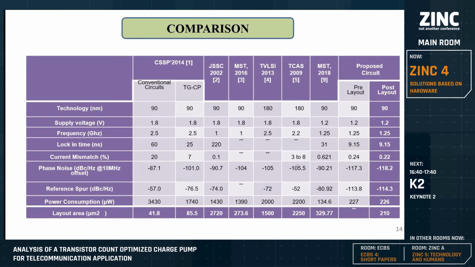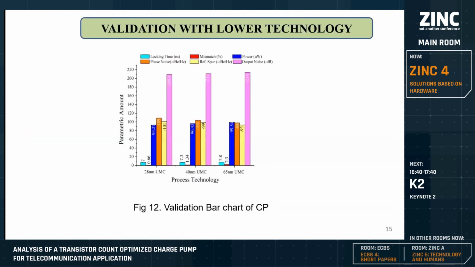Our proposed circuit shows a current mismatch of only 0.22%, which is far better than the other designs. The power consumption is only 227 microwatts, which is far better than the other designs in terms of specifications and other aspects. We have also validated our design with some other lower technology nodes, that is 28 nanometer UMC technology, 14 nanometer UMC, and 65 nanometer UMC. The result is visible.